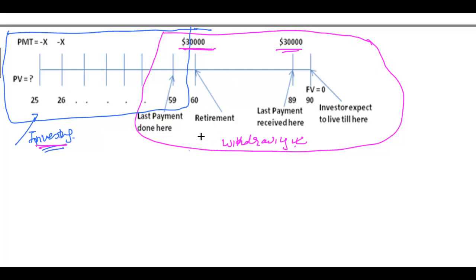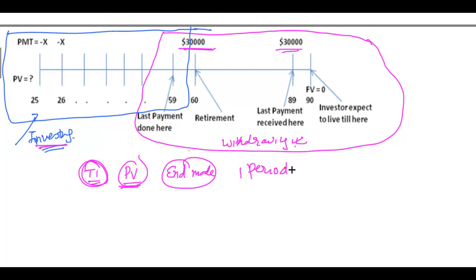Now, if you are using the financial calculator from Texas Instruments, you will be able to find out the present value of this part. Here you know all the values, so you'll be able to find the present value. Remember, in the Texas Instruments calculator, when you are working in the end mode, the present value is one period before the first payment.